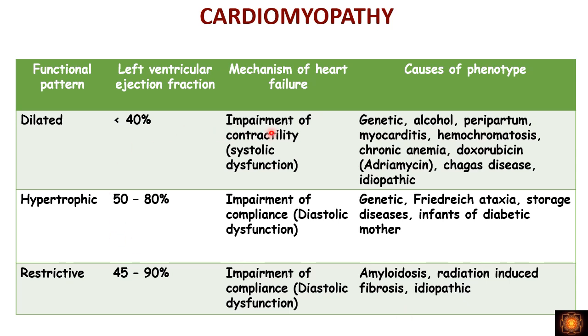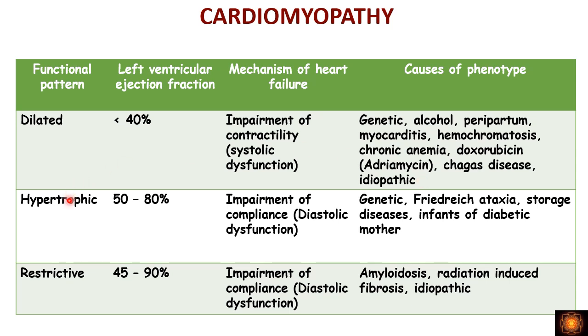Now, when we see the basic mechanism and the ejection fraction, in dilated cardiomyopathy the left ventricular ejection fraction will be less than 40%, and the basic mechanism is systolic dysfunction. Then we have a list of causes: it can be genetic, or because of alcoholism, peripartum, myocarditis, hemochromatosis, chronic anemias, doxorubicin toxicity, Chagas disease, and it can be idiopathic also. Idiopathic is the most common cause in dilated cardiomyopathy.